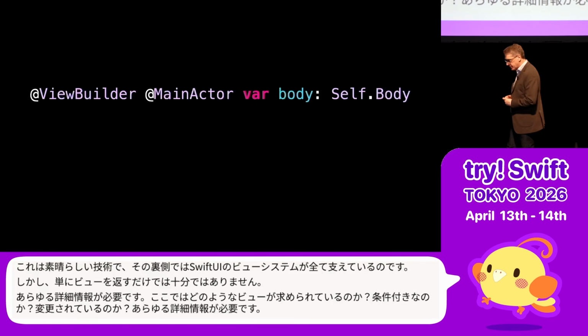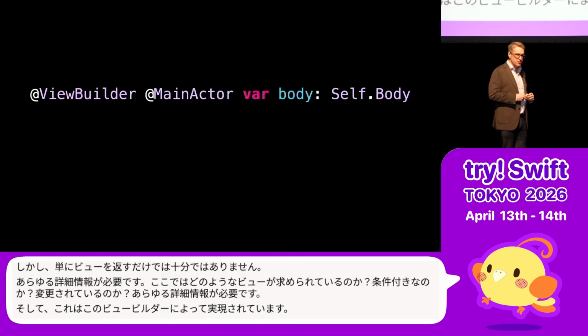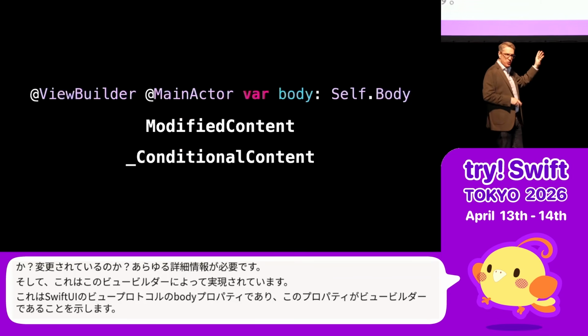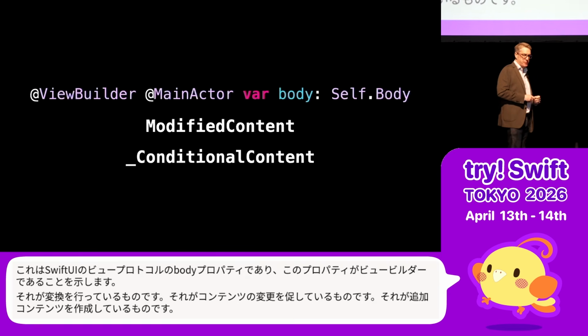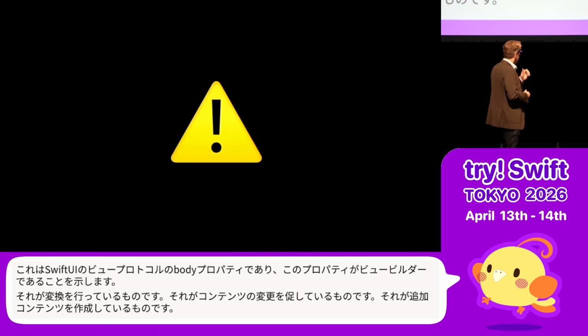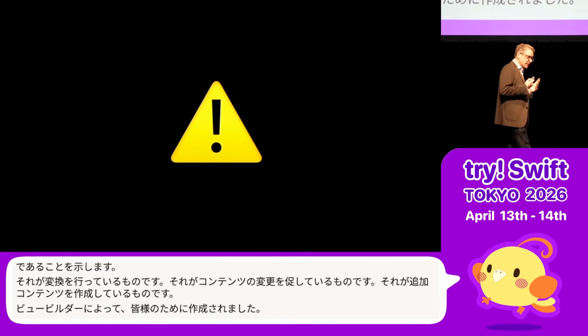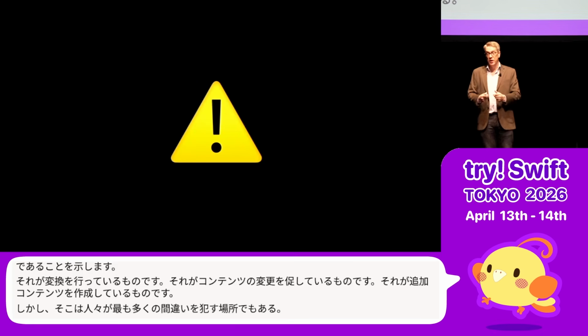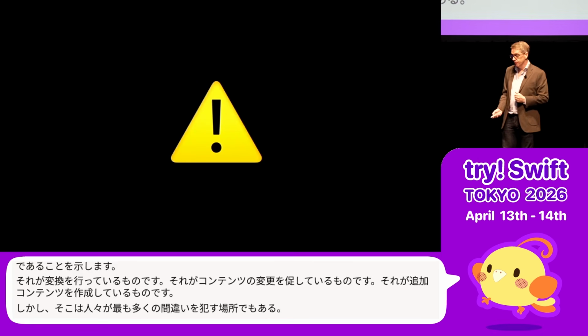And it's being powered by this view builder. This is the body property from SwiftUI's view protocol, and it marks your body property as a view builder. That's the one doing the transform. That's the one making your modified content. That's the one making conditional content for you, all by that view builder. But it's also where I see people make the most mistakes, where they start to write some really dangerous and bad and slow SwiftUI code.